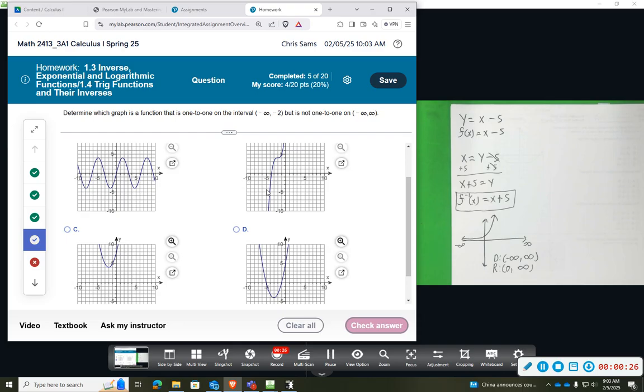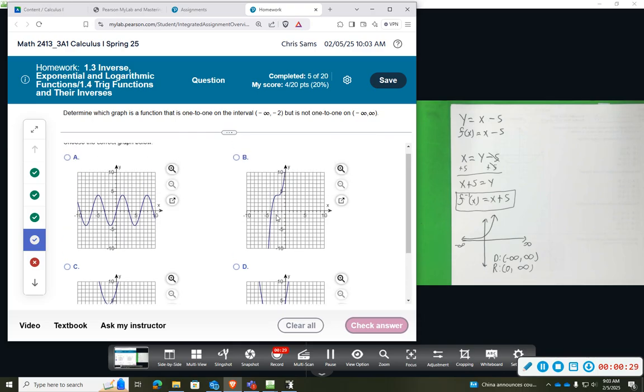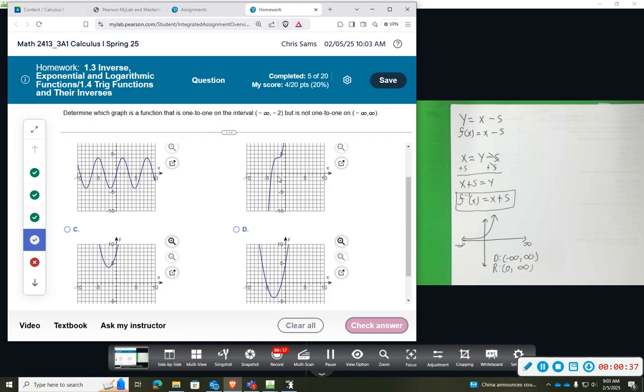Looking at graph B, this one does show that it is 1 to 1, but it's 1 to 1 everywhere, like the whole graph is, and we need it only to be from negative infinity to 2. So I'm just imagining drawing horizontal lines.